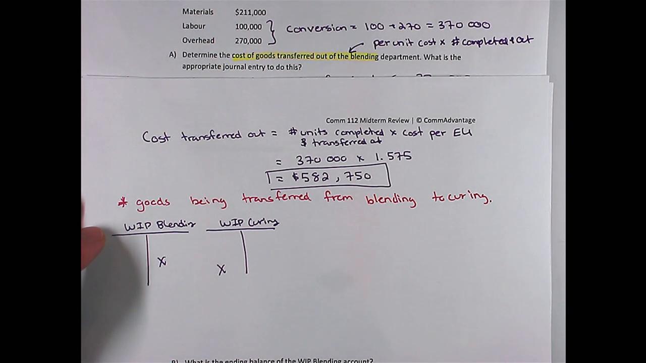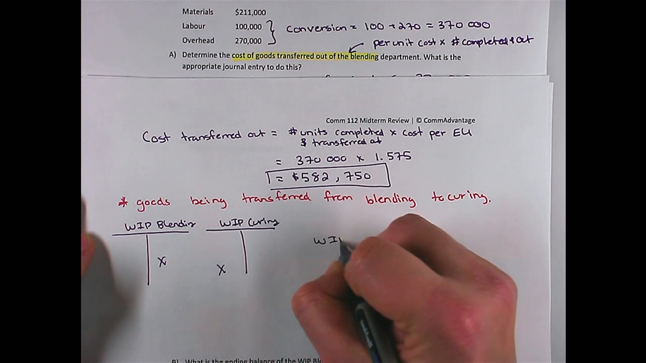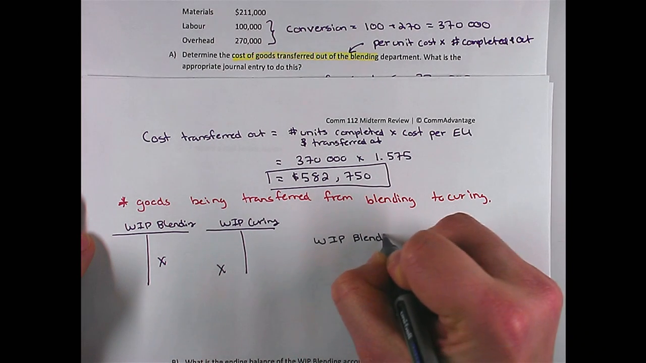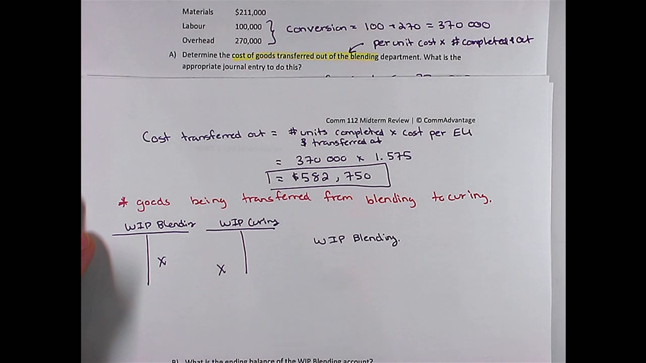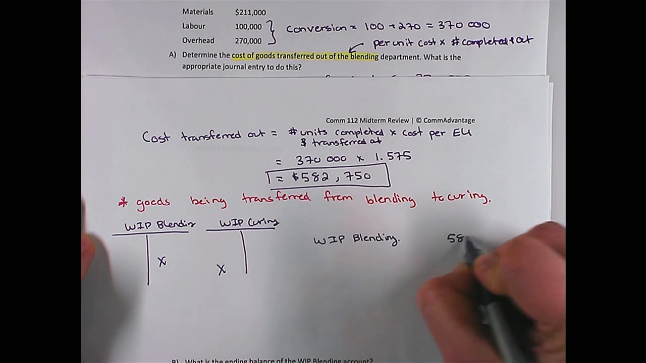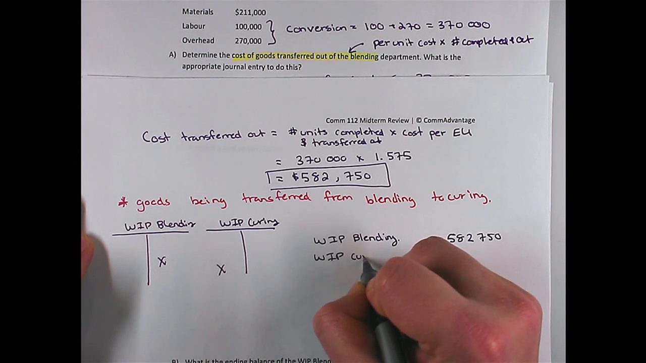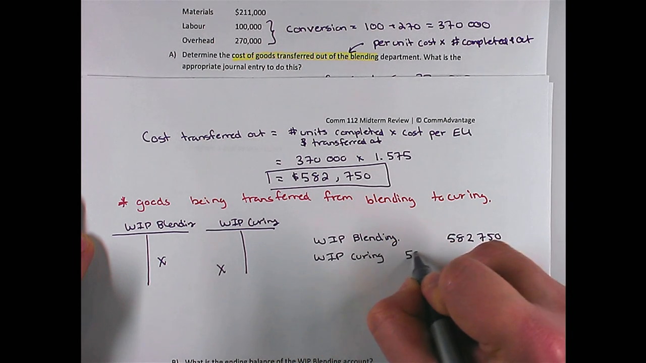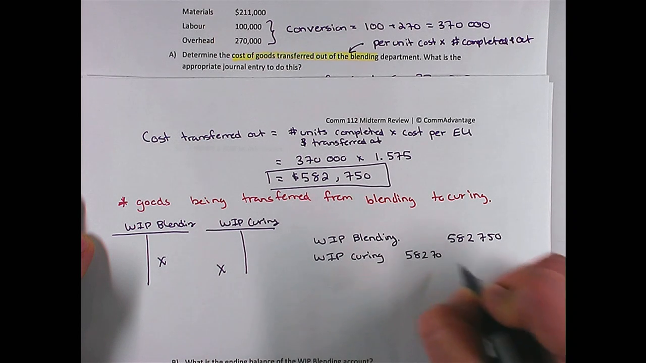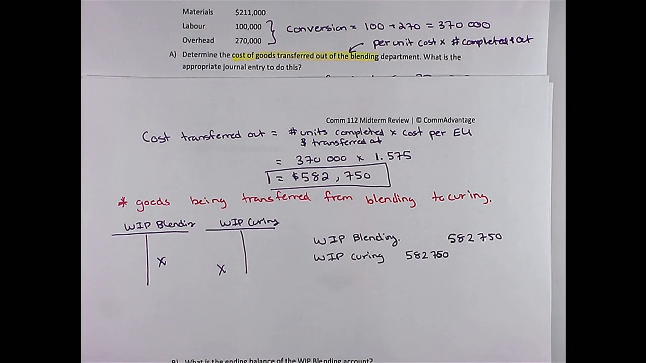So if we're going to do this in terms of journal entries, right, our work in process for that blending, we're going to credit that, and it's going to that work in process of the curing department when we transfer out those units. If it was the last process, we'd be going to our finished goods inventory. But it's not the last process, so we're going into that next process. Questions on that so far?